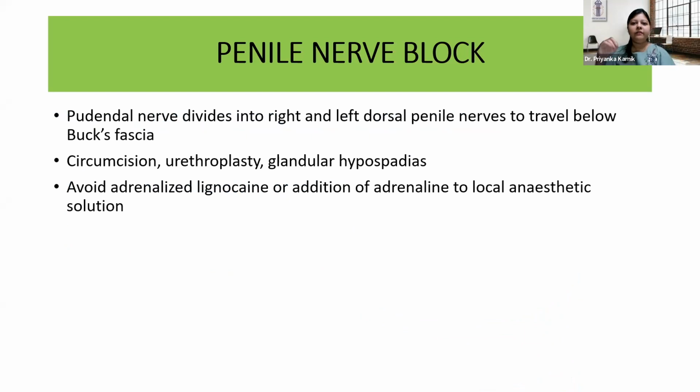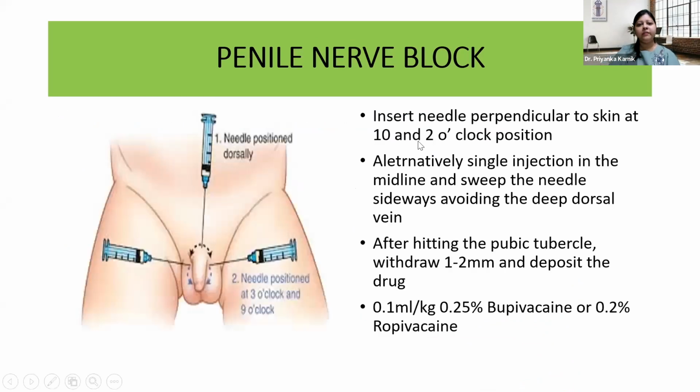The pudendal nerve divides into the right and left dorsal penile nerves, which travel under the buck's fascia. The surgeries which can be covered are circumcision, urethroplasty, and glandular hypospadias. The main thing to remember is to avoid adrenalized lignocaine or addition of adrenaline to the local anesthetic solution, because these are end arteries. So how do we give it?